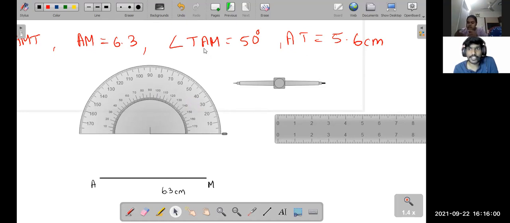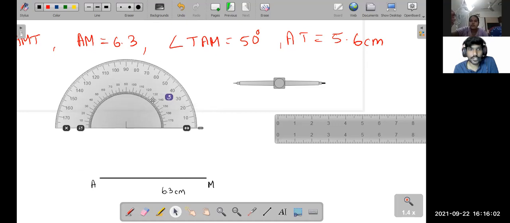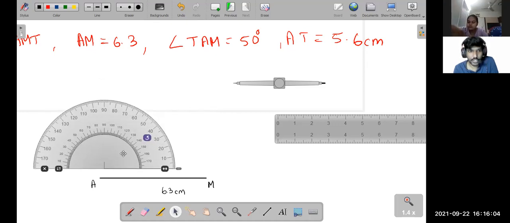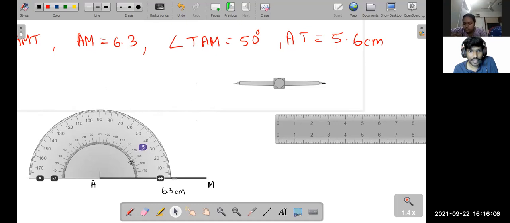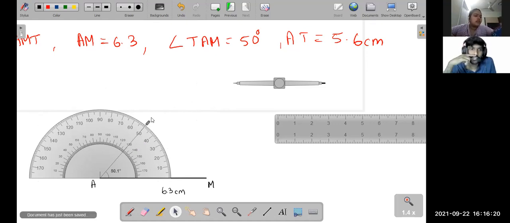You have to measure angle A now. Put this pointer on angle A, and measure 50 degrees. So 50 degrees you will look on this side, on the right hand side. Now I don't know how your protractor is calibrated. As per mine, I have to look at the upper one. So towards the right side, from where zero starts, you look at that angle.